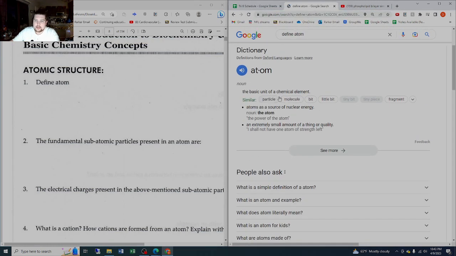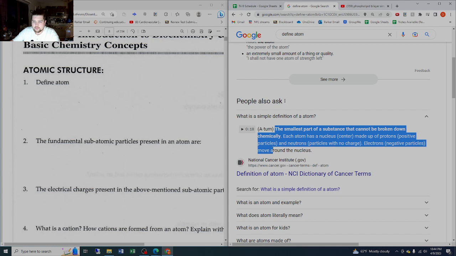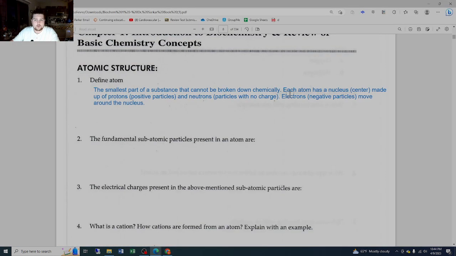An atom is the basic unit of a chemical element, source of nuclear energy, an extremely small amount of thing or quality. So the basic unit of a chemical element. Is that like the best one? Maybe not. I like this more: the smallest part of a substance that cannot be broken down chemically. Each atom has a nucleus made up of protons, positive particles, and neutrons, and electrons move around the nucleus. I love that definition, and I wouldn't tweak it at all because I feel like it fits well with me.